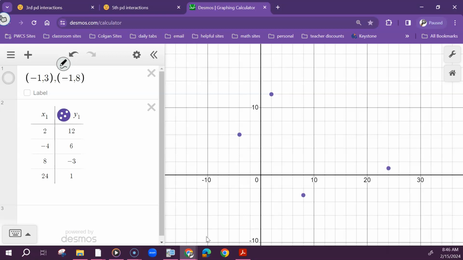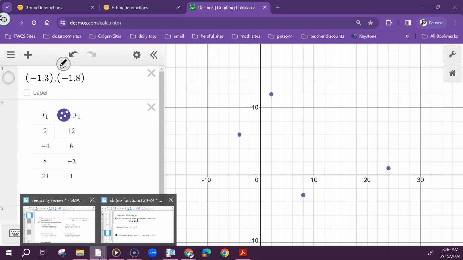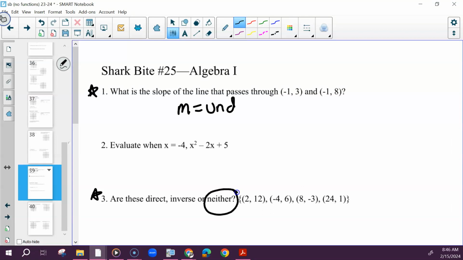If they had all been positive or all been negative, it would have been inverse, but because that's not the case, this is neither. Because we can't divide and get the same thing here. Questions on either of those?